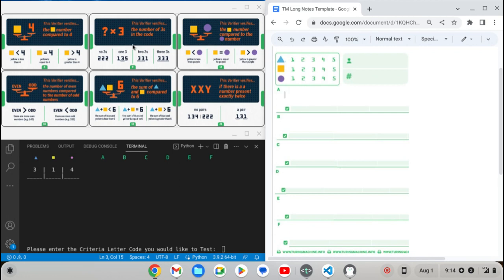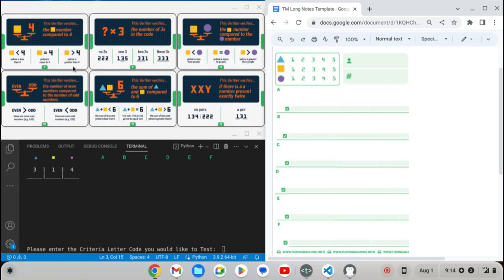Criteria card B looks at the 3-digit solution, and the Turing machine will let us know how many of those digits are 3. Are there no 3s? Is there a single 3? Perhaps 2? Maybe even all 3 are 3. Criteria card C is comparing our middle and last digit, square and circle, and basically asks whether the square value should be less than circle, should they be equal to each other, or should the square value be greater than circle?